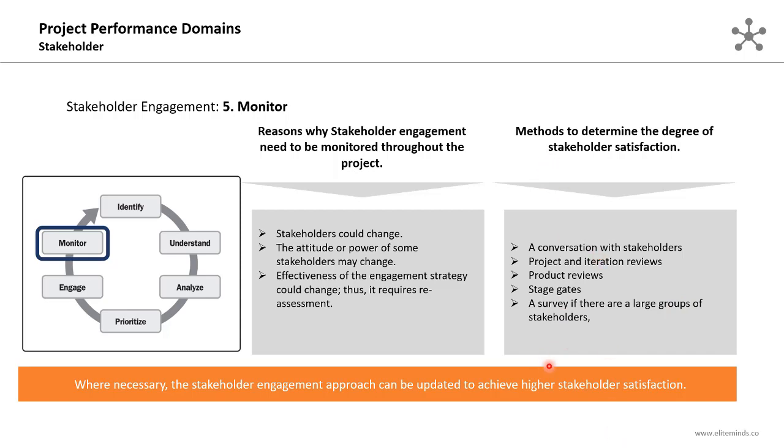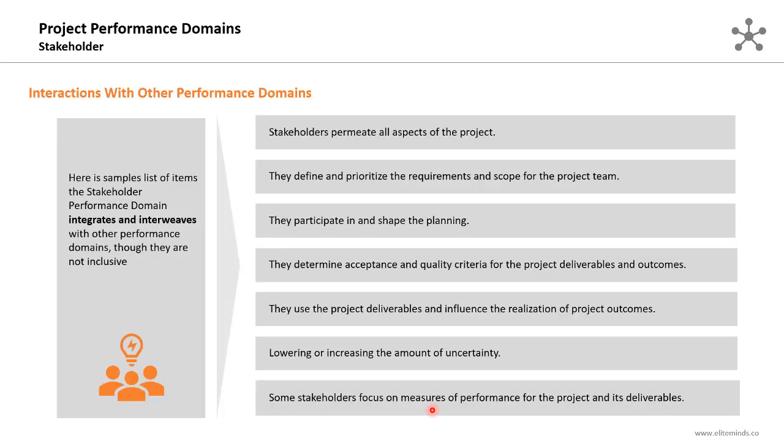Using any of these methods, you will be able to determine the degree of satisfaction for the project stakeholders. Where necessary, the stakeholder engagement approach can be updated to achieve higher stakeholder satisfaction. So even though the approach will be determined as part of the planning, it can be updated later on to make sure we are achieving a high degree of stakeholder satisfaction.